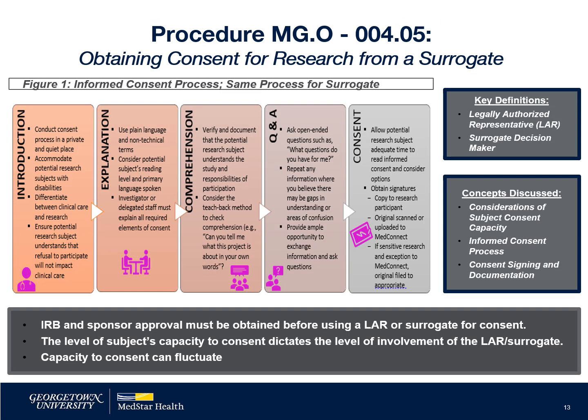In summary, IRB and sponsor approval must be obtained before using an LAR or surrogate for consent. Refer to the IRB of record for policies on when surrogate consent is permitted. The level of capacity of the subject to provide consent dictates the level of involvement of the LAR or surrogate. Throughout this video, guidance on considerations of subject consent capacity was provided. Finally, additional consent signing and documentation requirements were discussed.